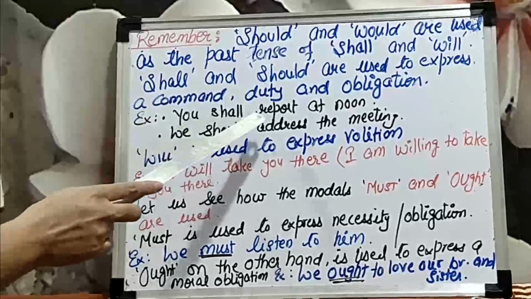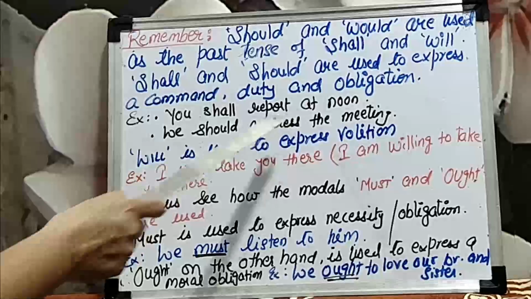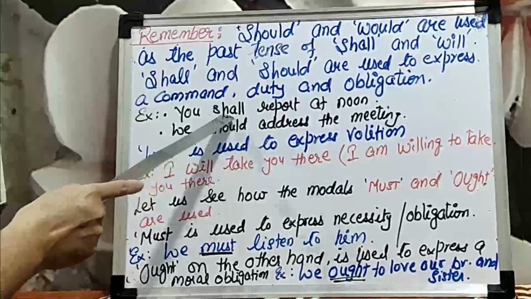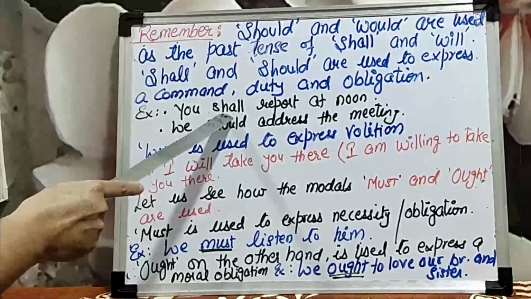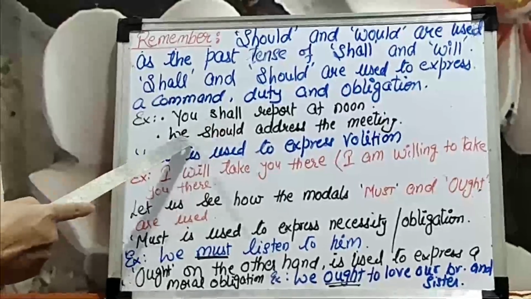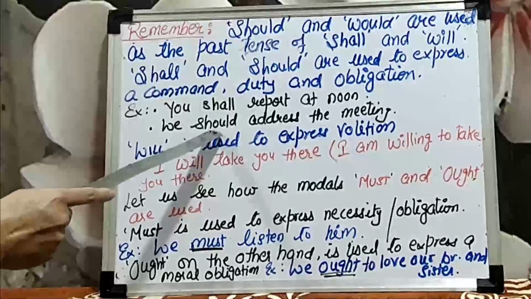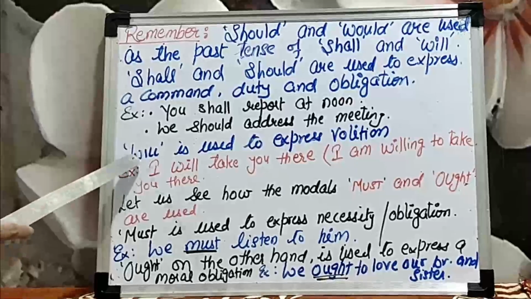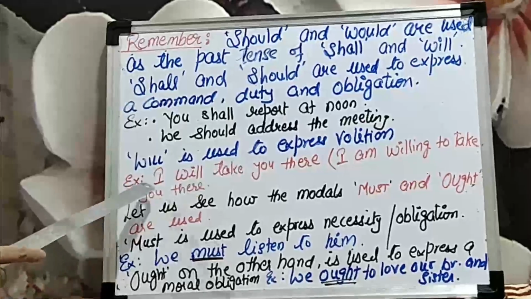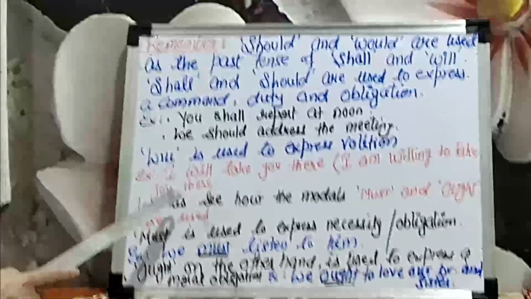Example, you shall report at noon. Now what do you have to do? You shall report at noon. So here shall is showing the future. Now what is the past tense of shall? We should address the meeting. The past tense of shall is should. Will is used to express volition. I will take you there means I am willing to take you there.